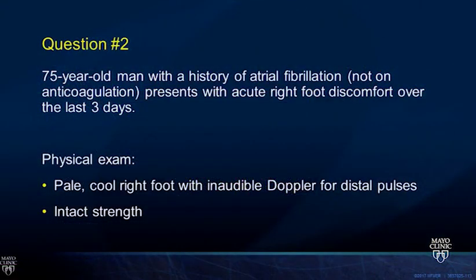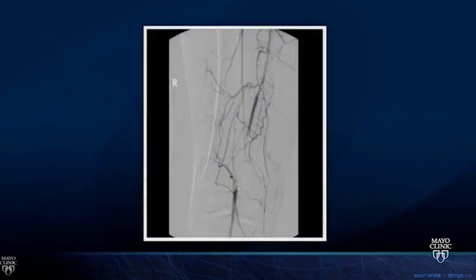Question number 2 is a 75-year-old man with a history of AFib. He was not anticoagulated, presents with acute right foot discomfort over the last 3 days. On exam, he has a pale, cool right foot with inaudible Doppler sounds at the distal pulses. He has intact strength and the following angiography. See, I got smarter. It's not quickly lines. So based on that angiography and clinical stem, what's the most appropriate strategy for revascularization of this individual?